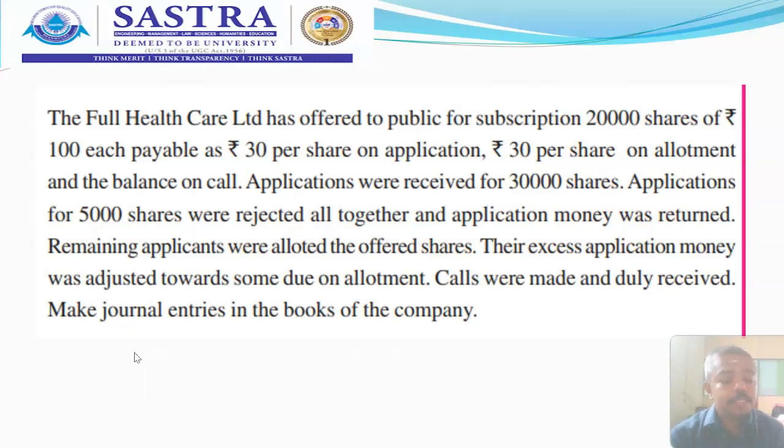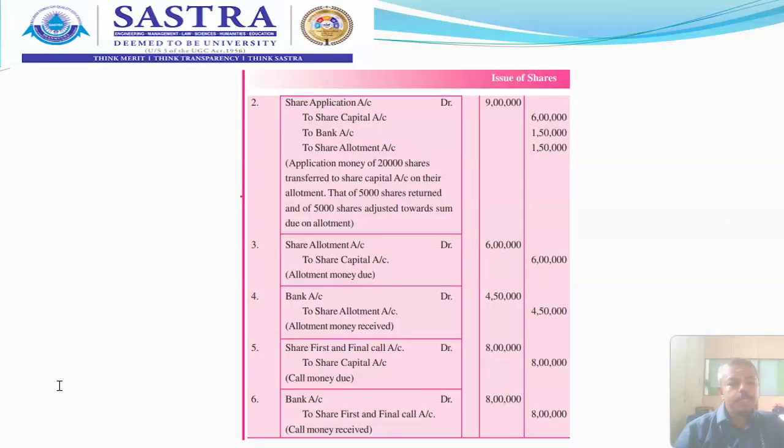Then the sixth journal entry is the receipt of the first and final call money, that is bank account debited to first and final call account rupees 8 lakhs, that is 20,000 shares of rupees 40 each, which is rupees 8 lakhs. So this is how we need to pass journal entries one by one. With this, let me stop, and I request you to prepare all the transactions one by one. Now I will reveal the answer on the screen for your benefit, so you can record it easily.